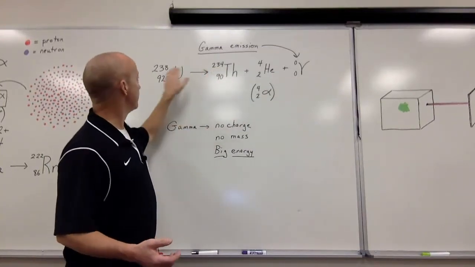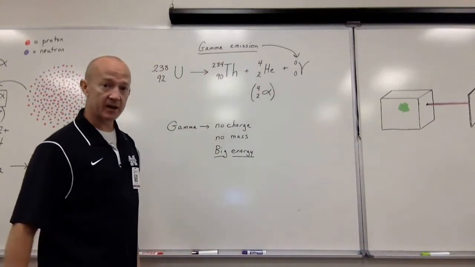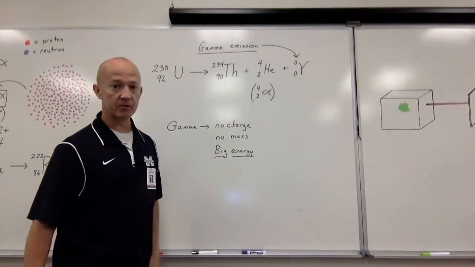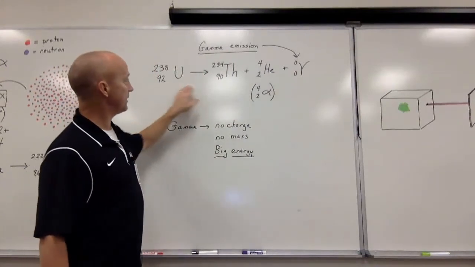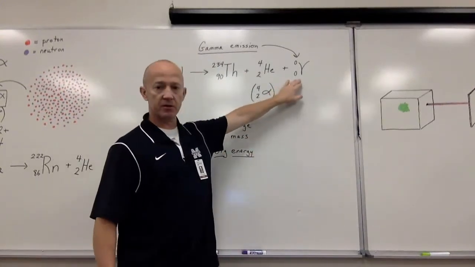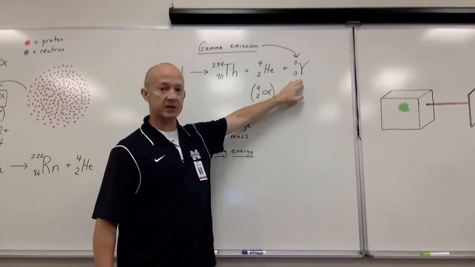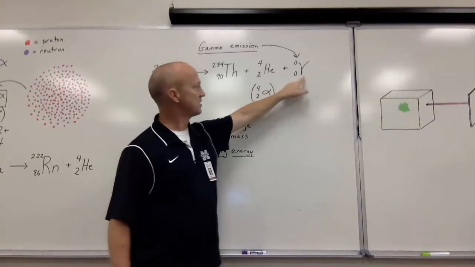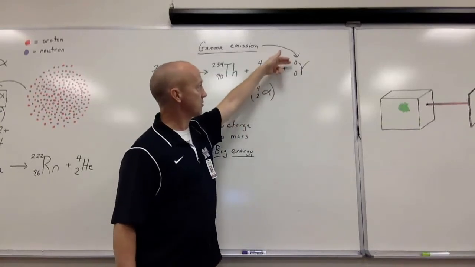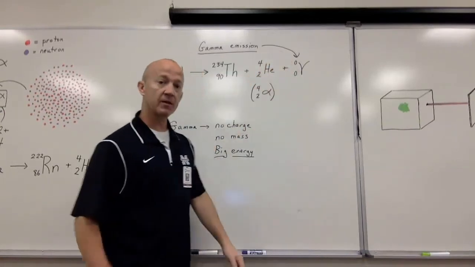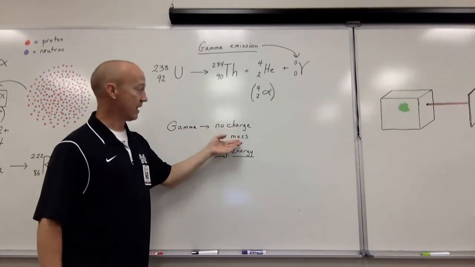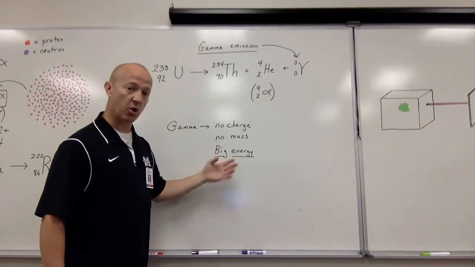So notice that the numbers add up, don't they? 238 on this side, 238 on this side, 92 on this side, 92 on this side. And you'll also notice this symbol on the end. This is the symbol we use to represent gamma radiation. This is the Greek letter gamma. It's a lowercase gamma. And you'll notice I have zeros. A 0 here, a 0 here. That's because gamma has no charge and no mass. Again, it's just all energy.